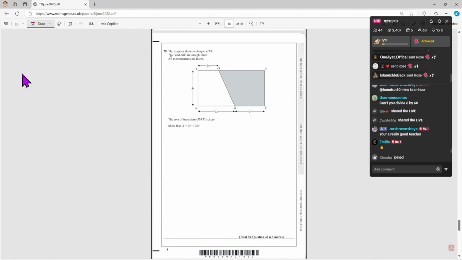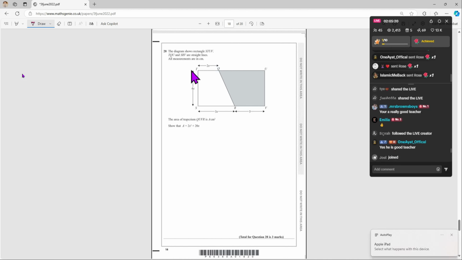The diagram shows a rectangle STUV. TQU and CRV are straight lines. All measurements are in centimeters. The area of the trapezium QUVR is A square centimeters. Show that A is equal to 2x squared plus 20x.